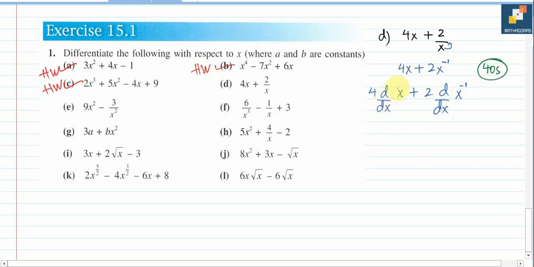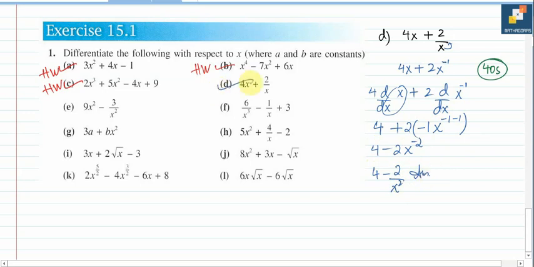So for the first one, when you have the same variable, the derivative will be equal to 1. So that is equal to 4 plus, here you have, first you need to write down the power, which is minus 1. Then you need to subtract 1 from the power, and d by dx is equal to 1, so now I'm not writing it down. So now it's 4 plus minus minus 2 x to the power minus 2, and you can write it as 4 minus 2 divided by x square. That is your answer.